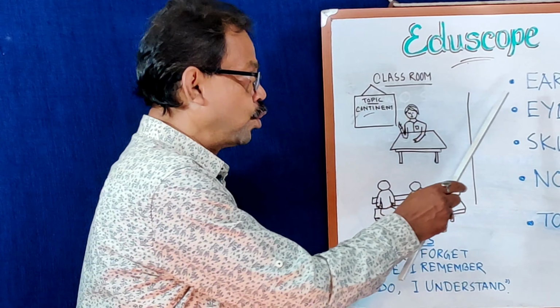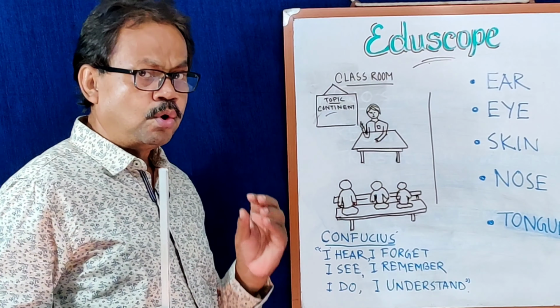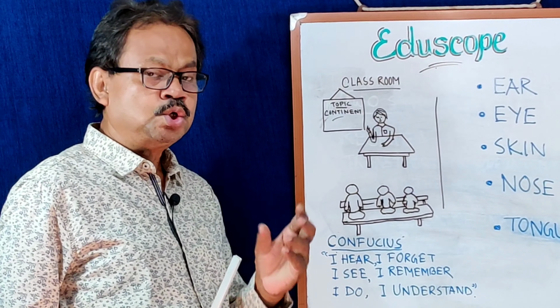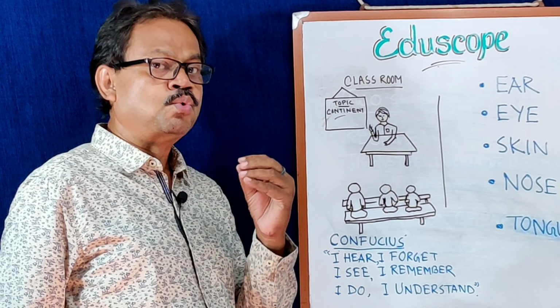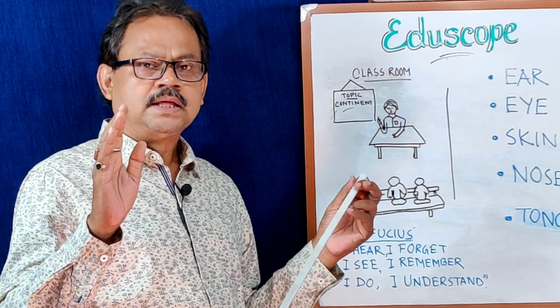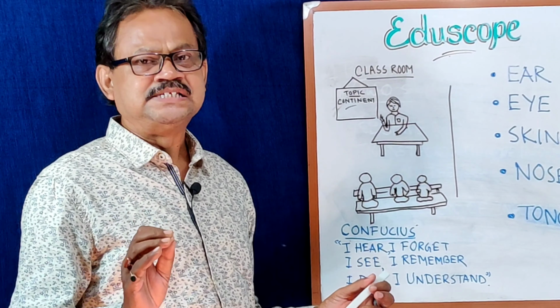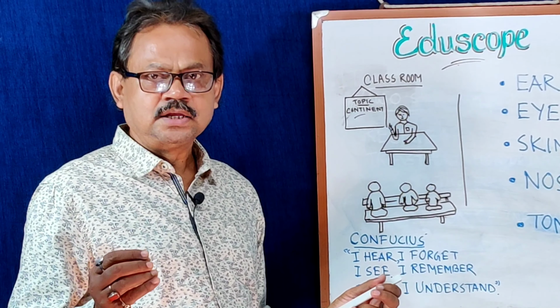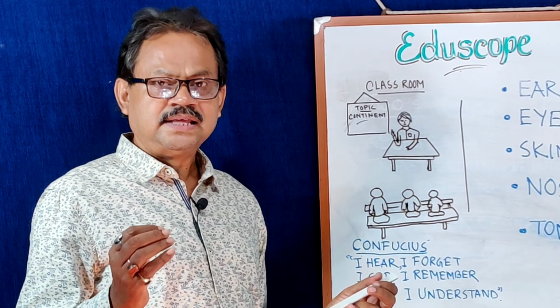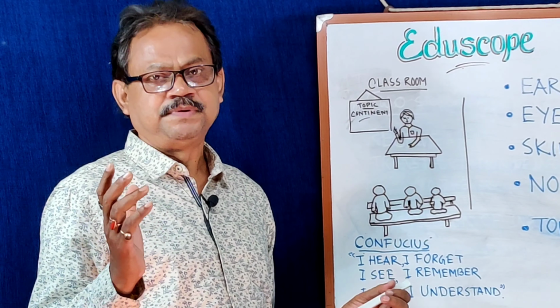So which sense organ the students are using? Yes, that is only ear. So only ear is being used to receive the information what the teacher is giving. This is one method of teaching. Teacher is explaining, student is listening. This is one of the method of teaching.